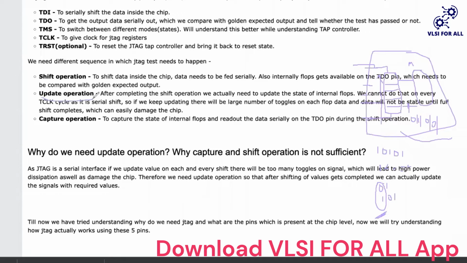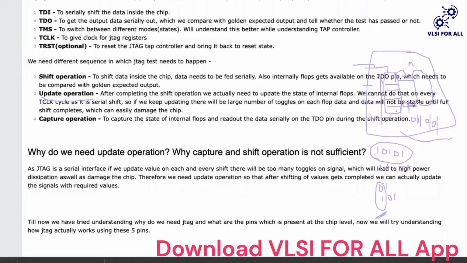So that's what we need. We need an update operation. The update operation is nothing but this: whenever your complete shift is completed, only then will you update the value from this register to this bus. That's what the update operation is all about. Okay.